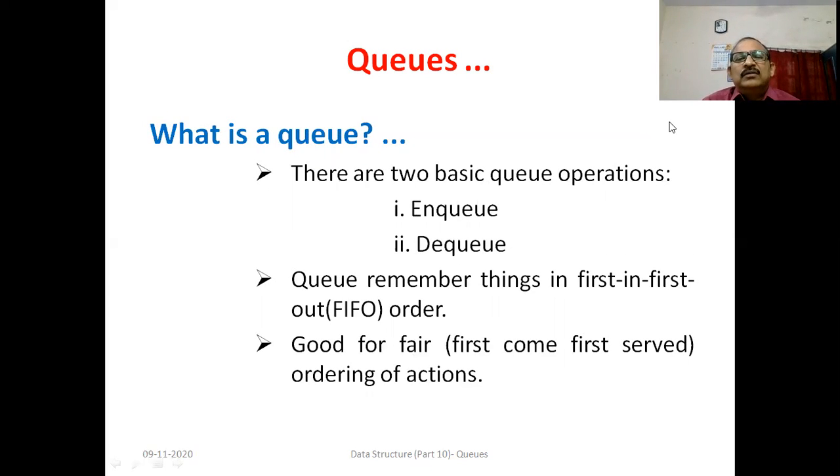There are two basic operations on the queue, enqueue and dequeue. Enqueue means inserting an element at the rear end of the queue. Dequeue means deleting an element from the front end of the queue. A queue remembers things in first in first out order, which is good for fair ordering of actions.